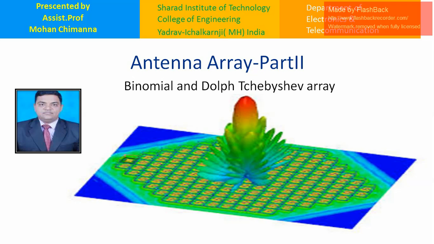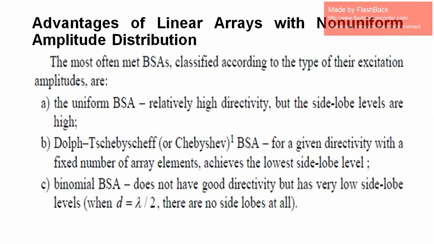Today we are going to discuss antenna arrays, part two. In part two, first we try to understand the binomial array, and in my next video we will try to understand the Dolph-Chebyshev type of array. First, the advantages of the linear array with non-uniform amplitude distribution.